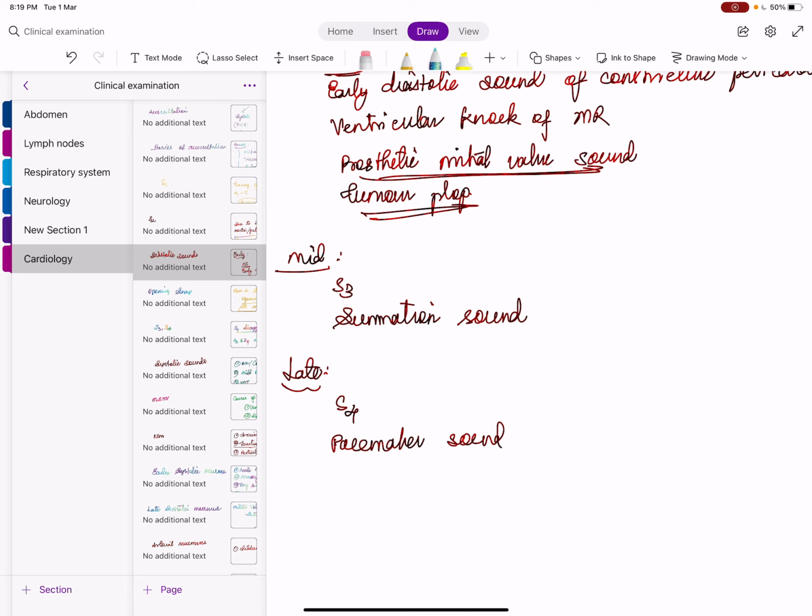Conditions which cause late closure of A2 are severe AS, severe HOCM, left ventricular ischemia, and left ventricular infarction. Relatable, right? At least remember one cause, which is LBBB or left ventricular ischemia. Severe AS, Wolff-Parkinson-White type B, RV pacemaker, complete LBBB: at least one cause you should remember.